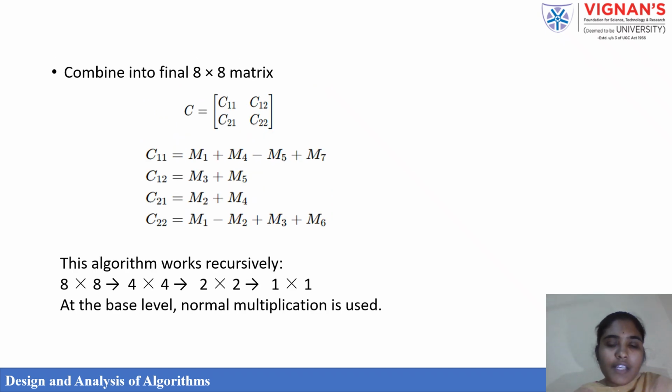After computing the 7 intermediate products, we now combine them using the below operations to form the final result matrix C. Now, observe the recursive nature of Strassen's algorithm. The multiplication proceeds as 8 by 8 reduces to 4 by 4, 4 by 4 reduces to 2 by 2, 2 by 2 reduces to 1 by 1. At the base level, the normal matrix multiplication is used. This recursive reduction, along with fewer multiplications at each level, makes Strassen's algorithm faster than the conventional method.